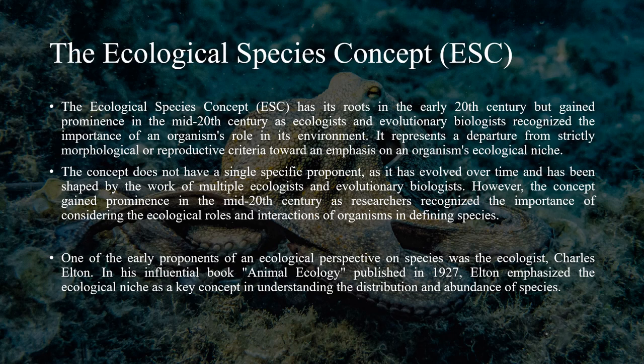One of the early proponents of an ecological perspective on species was the ecologist Charles Elton. In his influential book, Animal Ecology, published in 1927, Elton emphasized the ecological niche as a key concept in understanding the distribution and abundance of species.